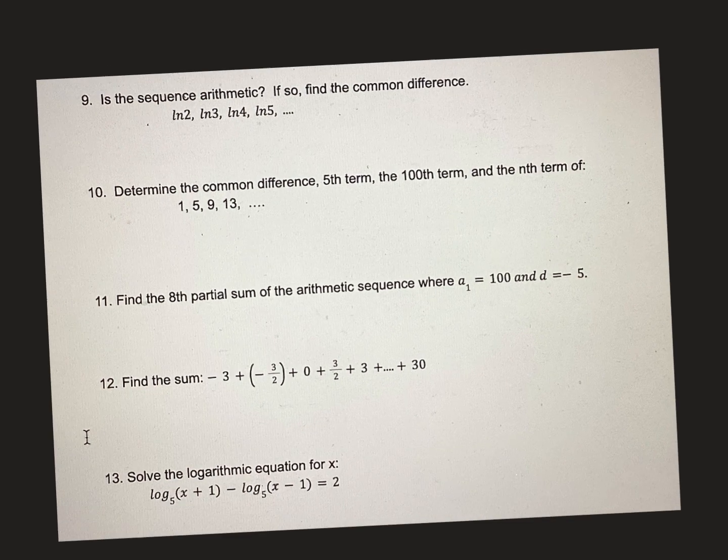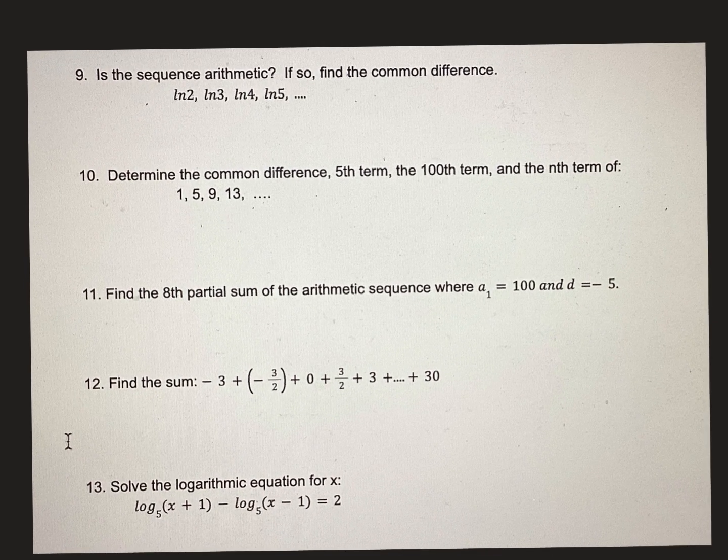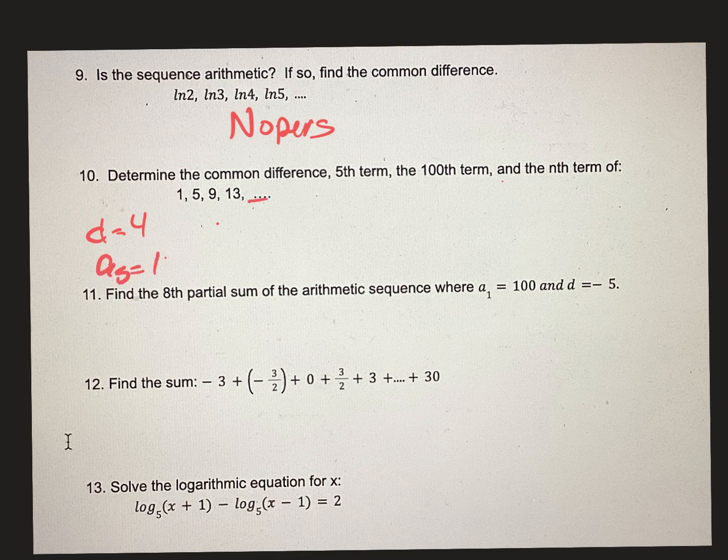Number 9, is it arithmetic? You got to punch it in your calculator to see if the difference is the same, and this time, no, it's not. So that's a no. It's not the same. Number 10, find the common difference of fifth term and the nth term. Okay, the d is 4, it's increasing by 4. The fifth term, we got to do this part first. Well, the fifth term is going to be the next one, right? So the fifth term is going to be 17.